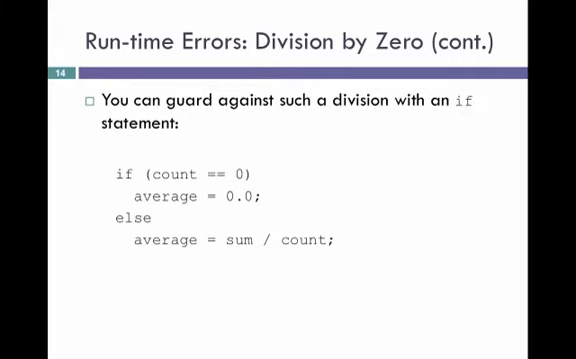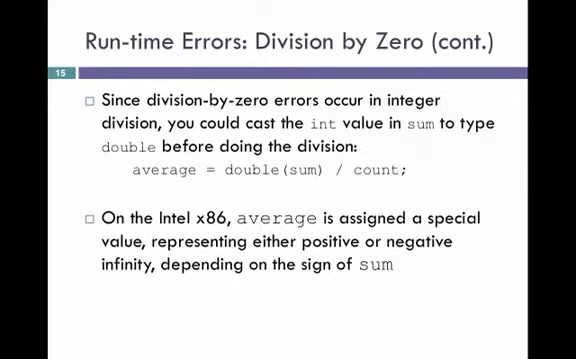Now you can be defensive in your programs and try to guard against this. So for instance, if you have a statement like this, then what you need to do is check, and if count is equal to 0, then set average to 0, else go ahead and perform the division operation. Now, since division by 0 errors occur in integer division, you could cast the int value in sum to type double before doing the division, and on an x86 architecture, average is assigned a special value representing either positive or negative infinity, depending on the size of sum.